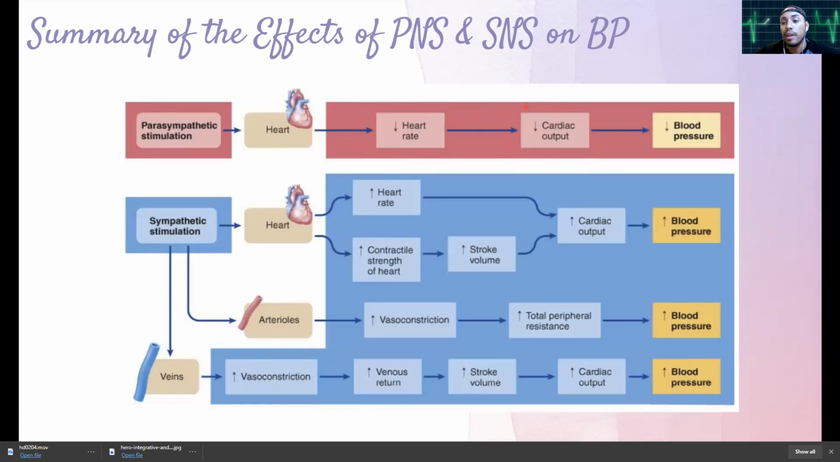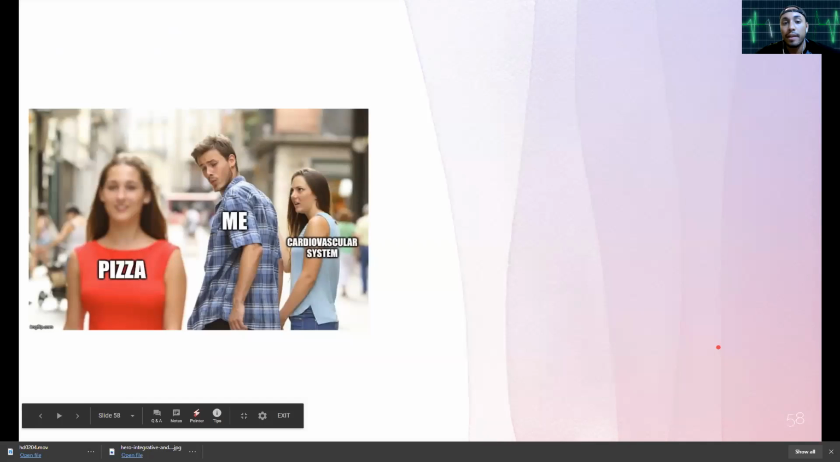And cardiac output is basically the way that we measure blood pressure. We use cardiac output to measure blood pressure. So if you had a decrease in cardiac output, you'd have a decrease in blood pressure. All of these relationships are important to know. And I think that's going to conclude my slides.